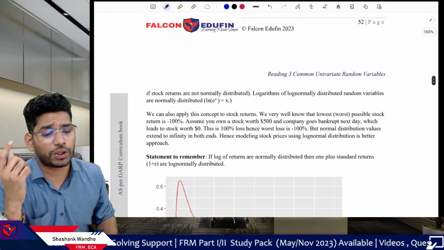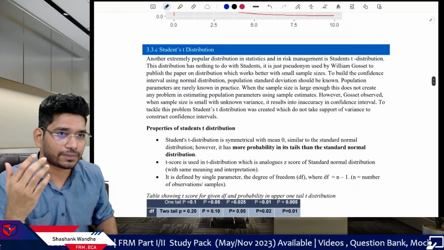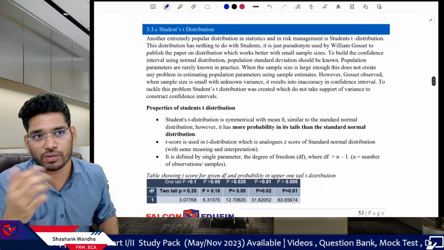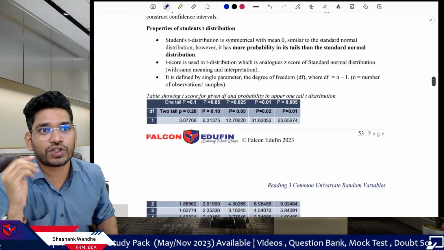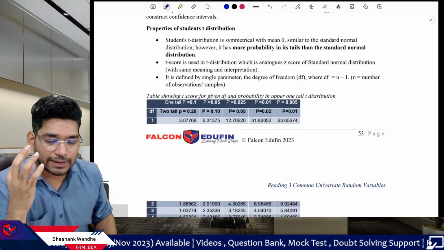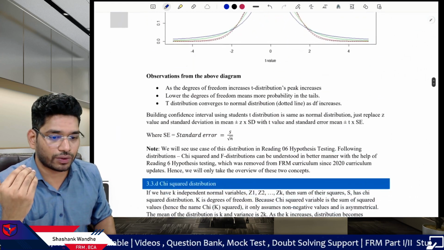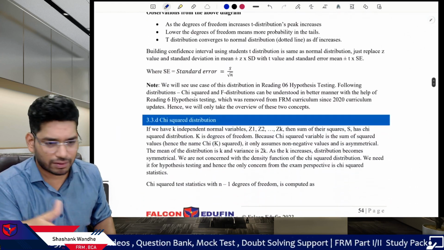In log normal distribution, you need to know all the basic properties. Understand the meaning of log normal distribution and just the properties. Student's t distribution: again, when to use student's t distribution compared to normal distribution, the basic properties, and how to find the student's t-value. Okay, observations in the above diagram and so on.